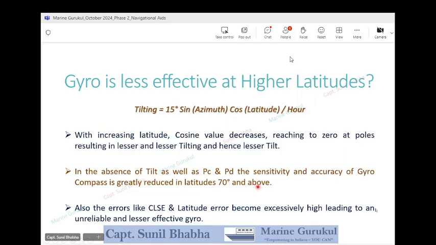Now there is one more point to consider here, that there are a few errors in the gyro compass which we will see in the coming presentations. The errors like CLSE. CLSE is course latitude speed error, also known as steaming error, and the second one is latitude error. They become excessively high, leading to an unreliable and less effective gyro. So these are the two reasons why the gyro becomes very less effective in higher latitude and loses its directive force.